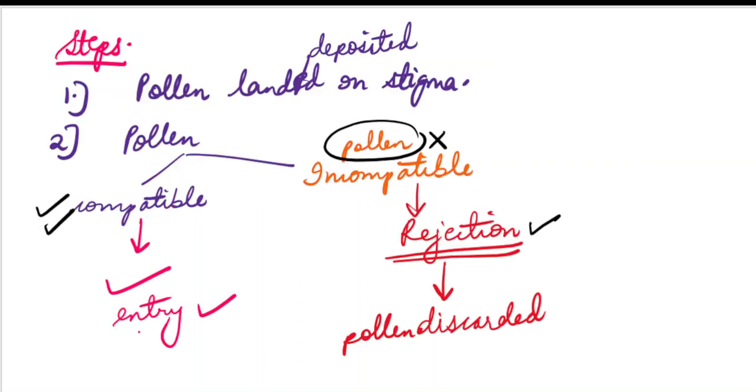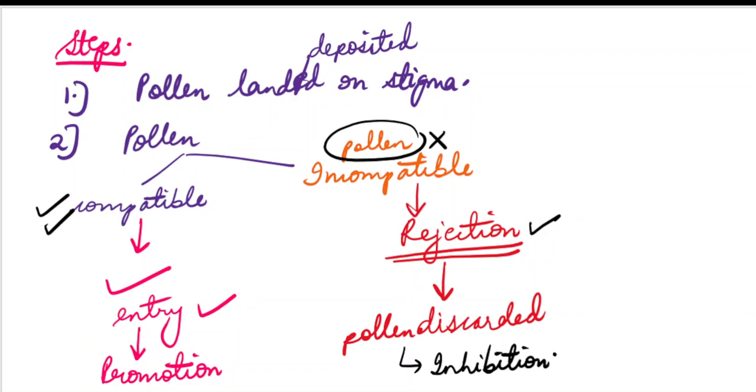So here entry is given, means it has given promotion, it is promoted to go for the further step. Promotion means आगे जाने देना, पोलन को जर्मिनेट करने देना, पोलन ट्यूब बनाना एंड ऑल, ये सब अलाउ हो जाएगा. पर अगर नहीं देना है, डिस्कार्ड करना है, तो यहाँ पे क्या दे रहे हैं वो सिग्नल? इनहिबिशन का. तो आई होप यू अंडरस्टूड द थर्ड स्टेप ऑफ प्रमोशन एंड इनहिबिशन.